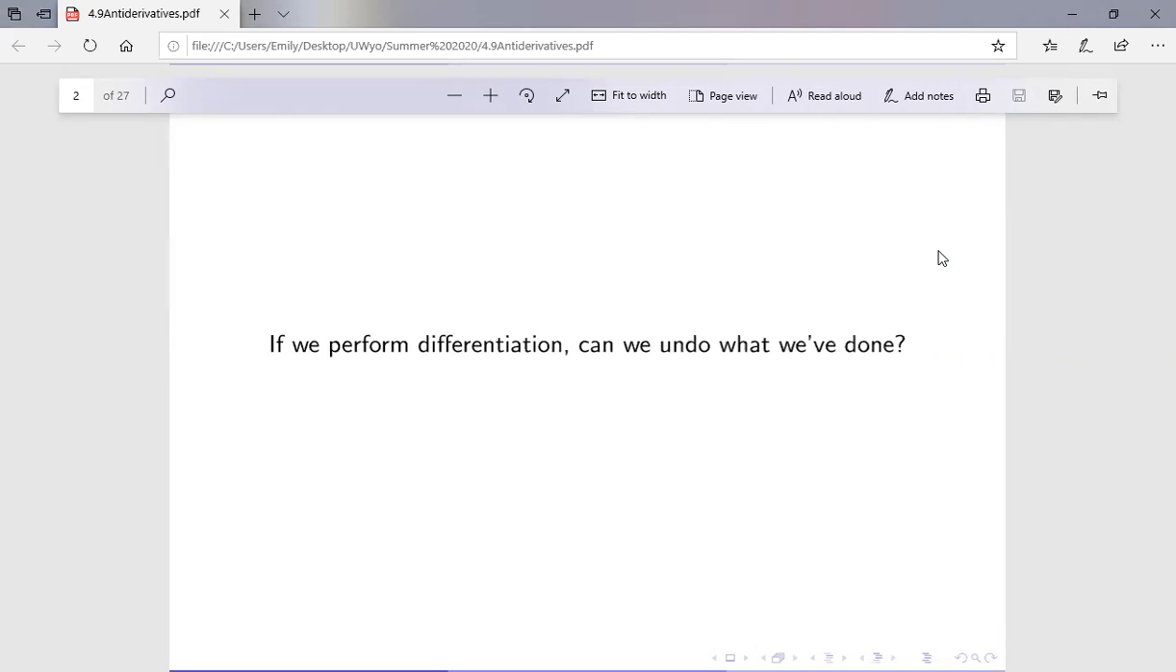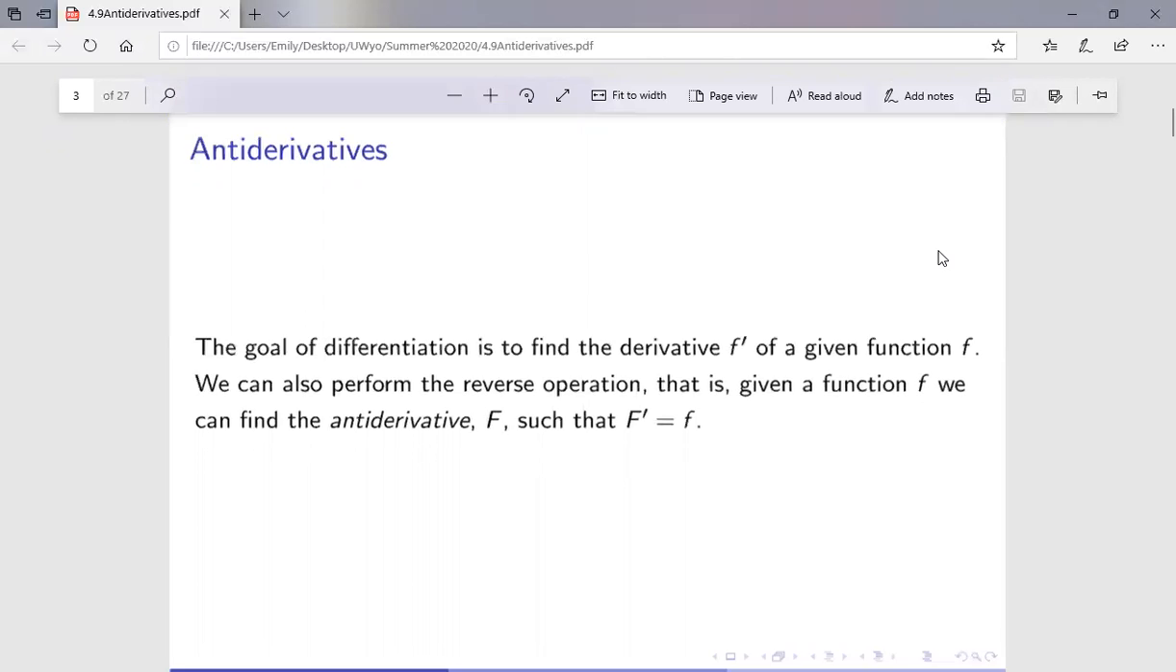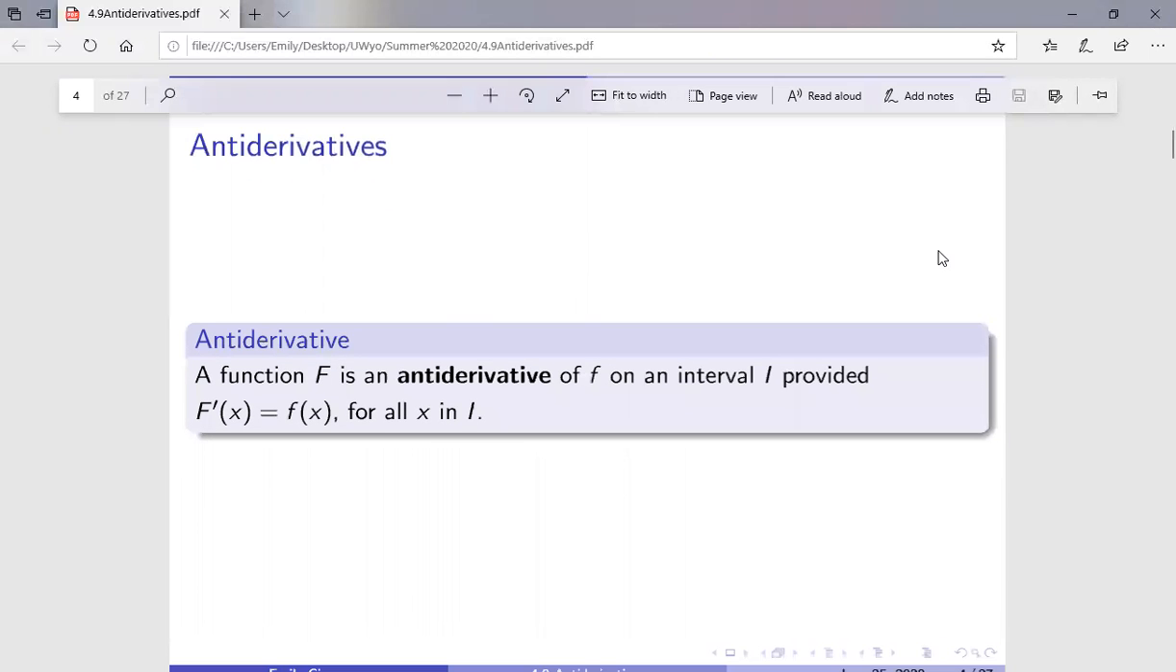Anti as in opposite. So the goal of differentiation is to find the derivative f prime of a given function f. But we can also perform the reverse operation. That is, given a function f, we can find the antiderivative capital F such that capital F prime is equal to lowercase f. So here's a definition. A function capital F is an antiderivative of little f on an interval I provided F prime of x equals f of x for all x in I.